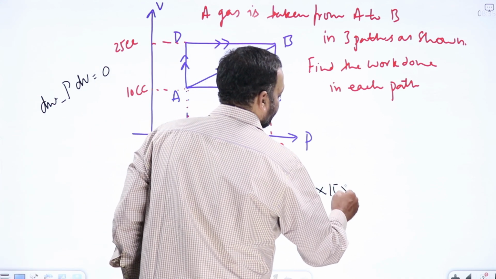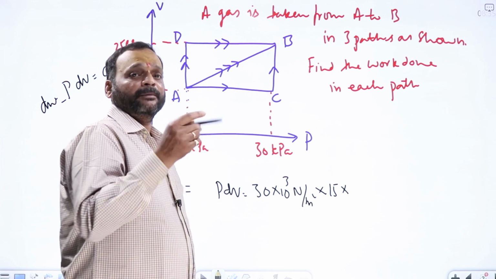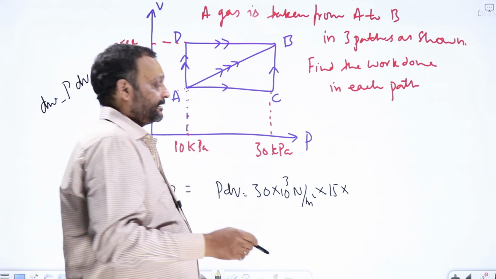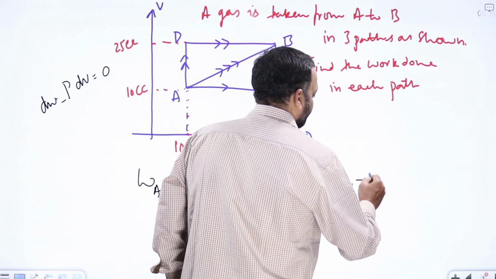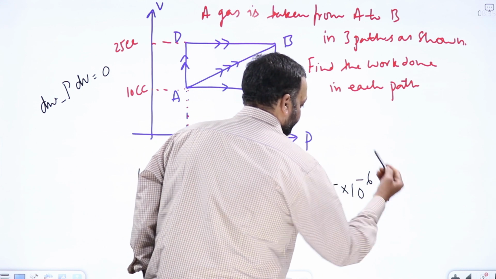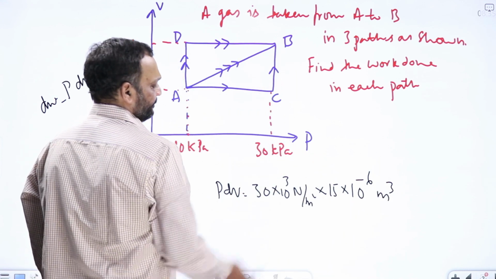15 cubic centimeters means 1 centimeter is 10 to the power minus 2 meters. Centimeter cube is 10 to the power minus 2 whole cube. That is 10 to the power minus 6 meter cube. So pressure into volume, that is meter cube here. Now we have to simplify this.